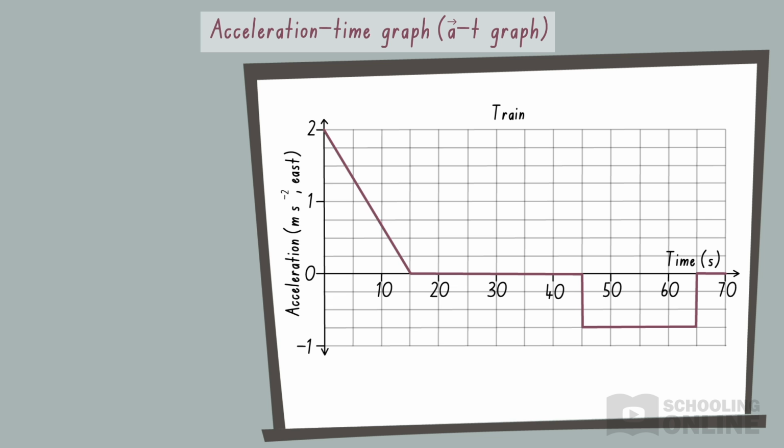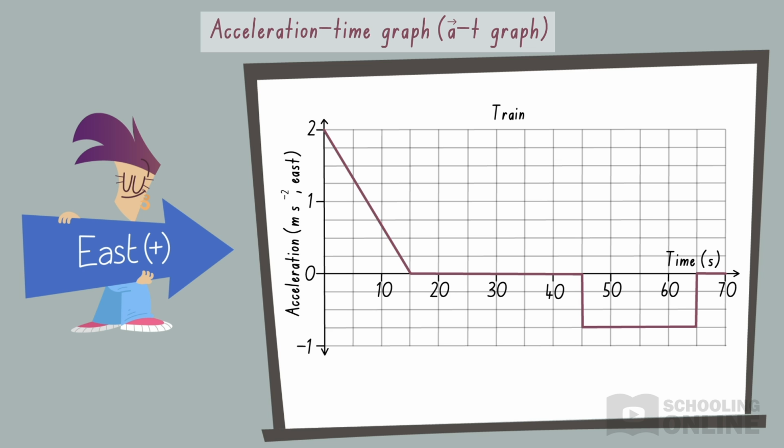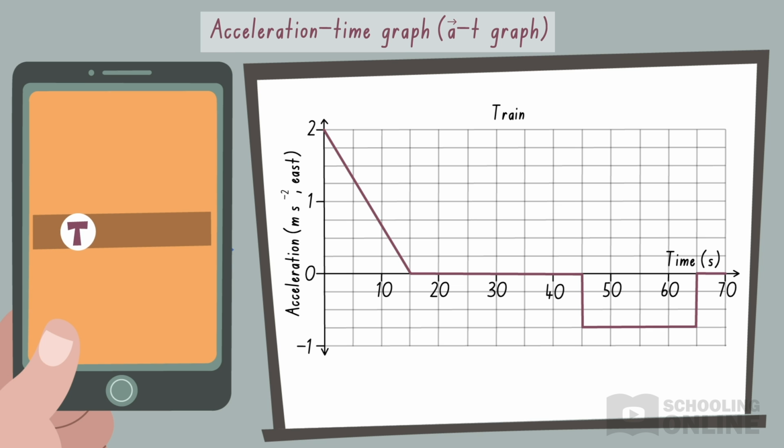As a final example, let's analyse an acceleration time graph of Lotus's train trip. East is positive, which makes west negative. Just like before, we can break the graph into distinct sections. The train starts accelerating at 2 metres per second squared east, but its acceleration decreases gradually until it becomes 0 after 15 seconds. Since the acceleration changes, the train undergoes non-uniform acceleration.